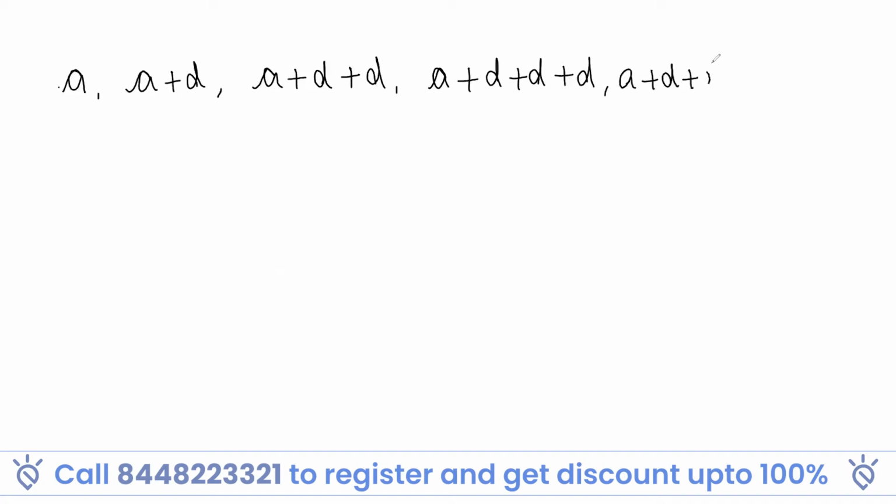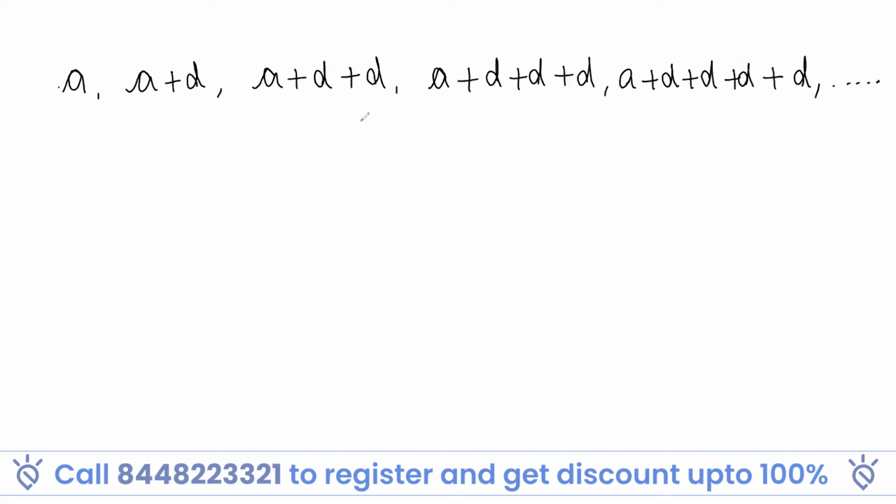So the first term is A. The second term would be A plus D. So I'm adding the common difference D to the first one to get the second term. Now the third term, I'm going to add D to this. So I'll get A plus D plus D. To get the fourth term, I'm going to add D here. So I'll get A plus D plus D plus D. To get the fifth term, I'm going to add D to this. So I'll get A plus D plus D plus D plus D, and so on.